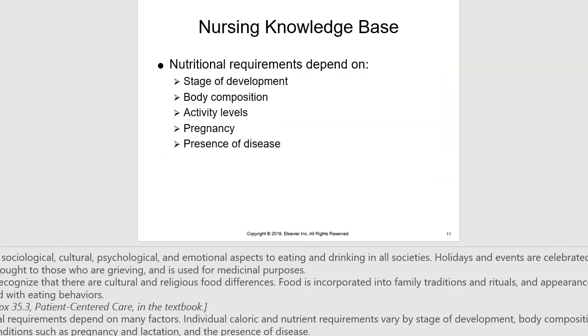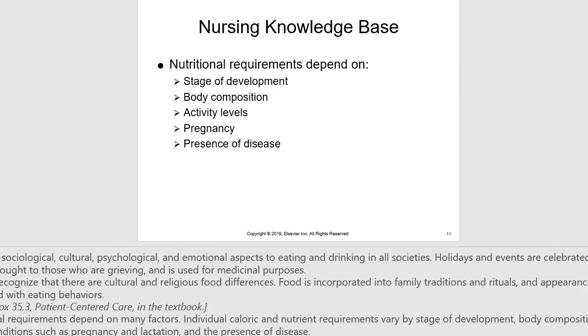We know that nutritional requirements depend on stage of development, body composition, activity levels, pregnancy, and presence of disease. There are sociological, cultural, psychological, and emotional aspects to eating and drinking in all societies. Holidays and events are celebrated with food. Food is brought to those who are grieving, and it is also used for medicinal purposes. We also recognize there are cultural and religious food differences. Food is incorporated into family traditions and rituals, and appearance is often associated with eating behaviors.